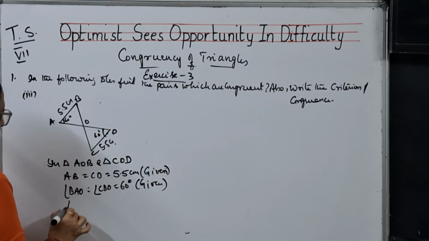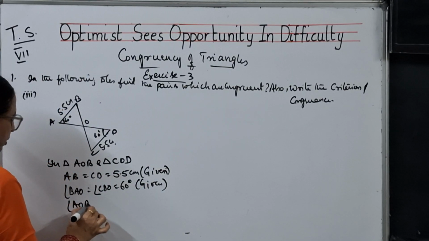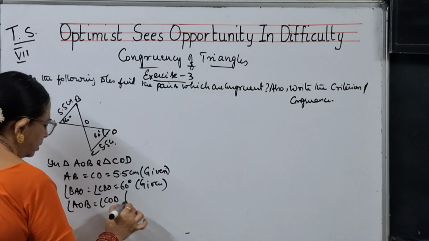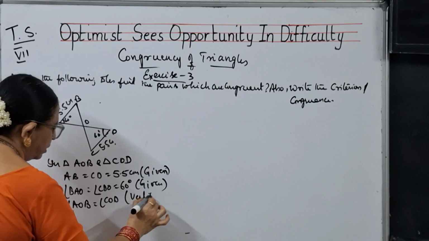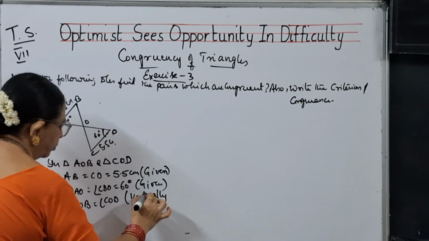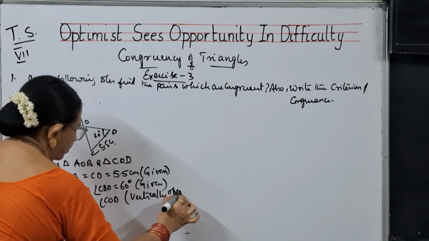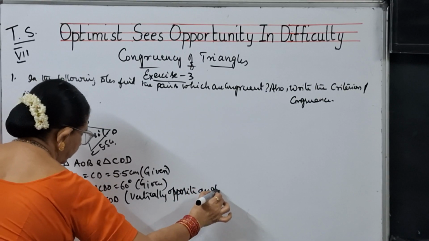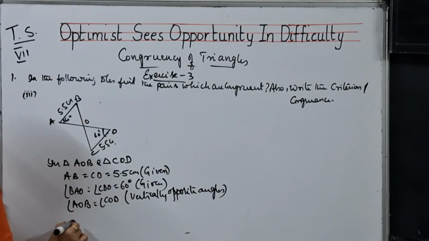Apart from this, angle AOB is equal to angle COD. They are vertically opposite angles. These are vertically opposite angles.